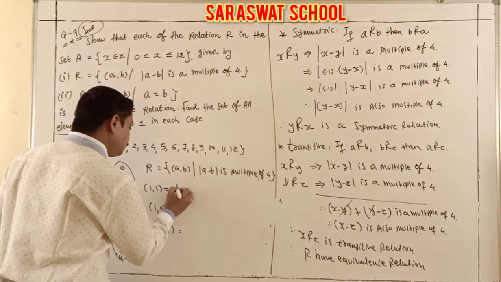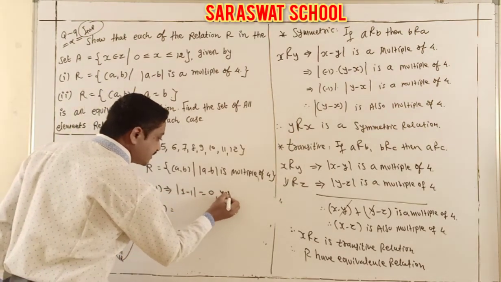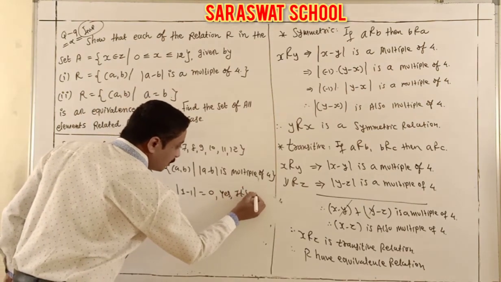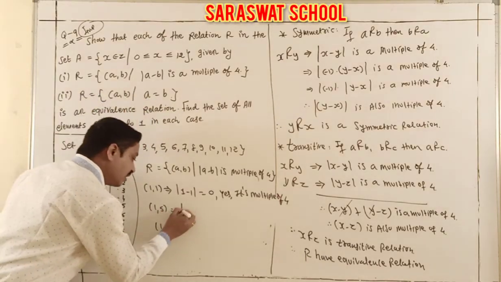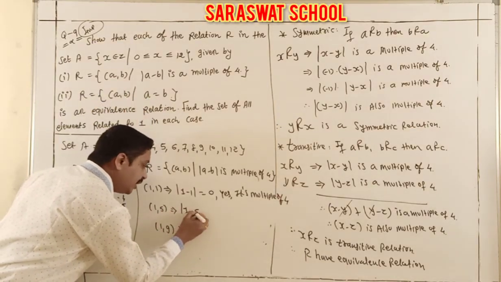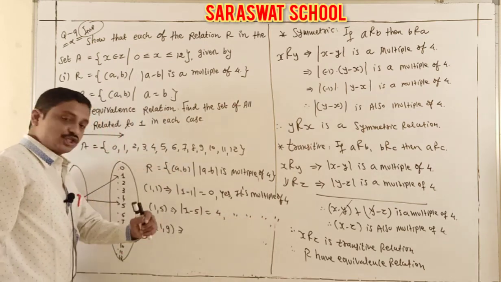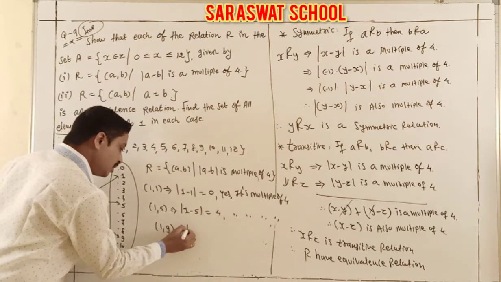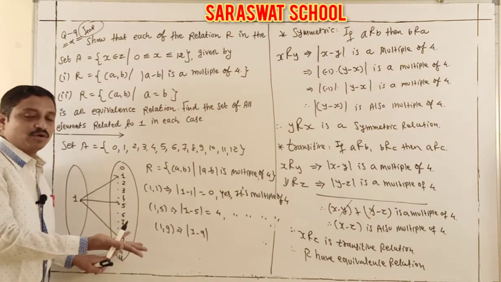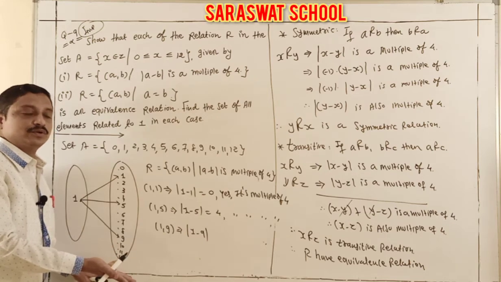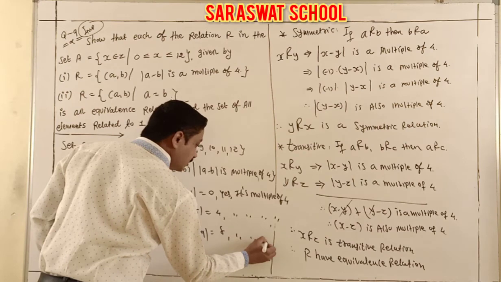Check here. It is 1 minus 1, 0. Yes, it is a multiple of 4. Same here, check: 1 minus 5 is minus 4. Yes, it is a multiple of 4. And last, 1 and 9. Here 1 minus 9 is minus 8. Yes, it is a multiple of 4. Other numbers you are taking, 1 and 10, it is not a multiple of 4. 1 and 11 also not. 1 and 12 also not. Only 3 are available.